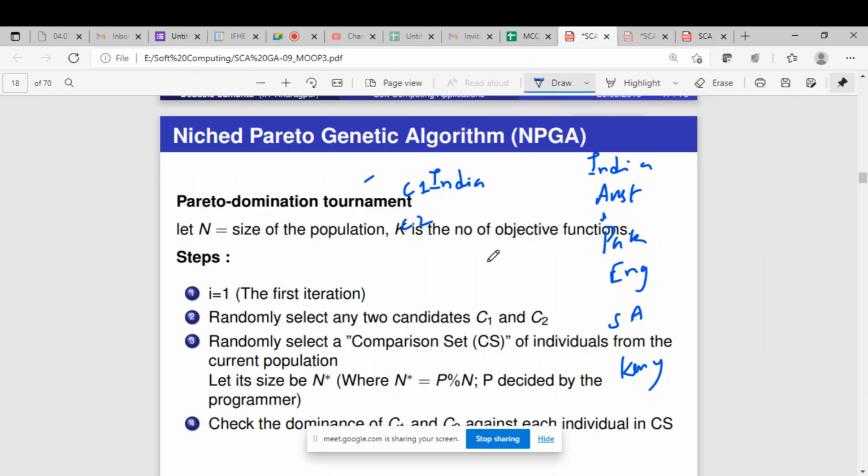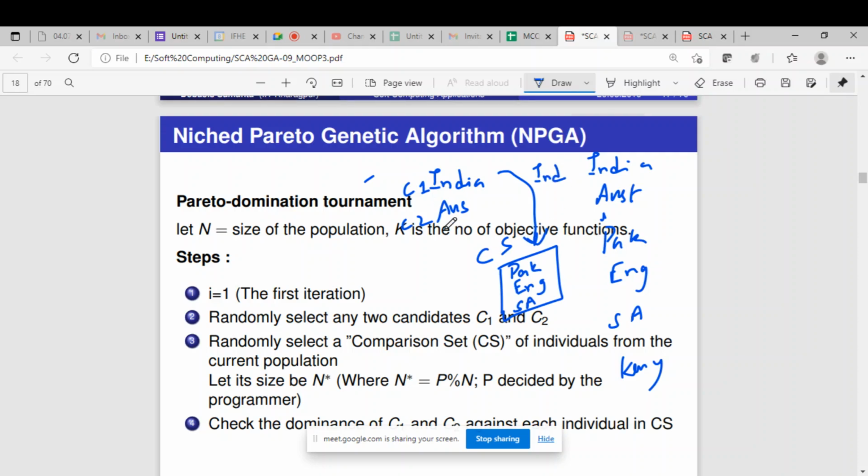So for that, this algorithm says you have to first create a comparison set. In the comparison set it will identify some individuals. Say Pakistan is here, England is here. It need not bring everybody. Say South Africa and Kenya are not in the comparison set. Then it conducts matches between India and Pakistan, India and England, India and South Africa. So India should compete with everybody in this comparison set. Say by competing with everybody, India is the winner.